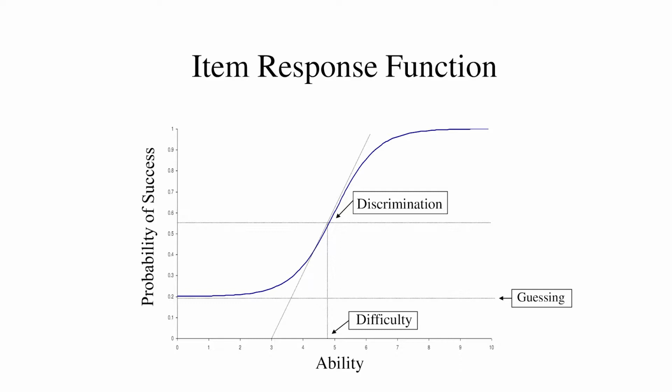parameters. There's a guessing parameter that defines this lower asymptote, so this guessing probability. There's an item difficulty, which defines the position of that curve on the latent scale. And there's a discrimination parameter that defines the steepness of that curve. So that was a very short introduction to IRT models before we come to model fit.